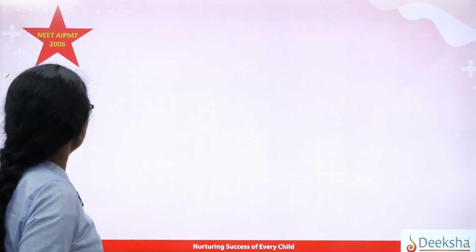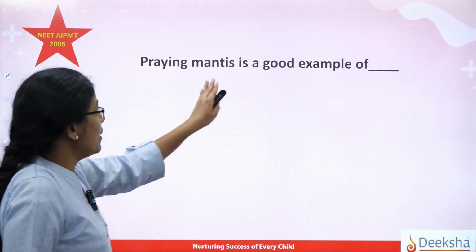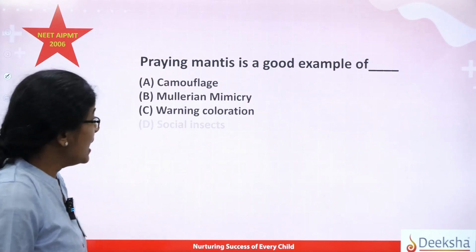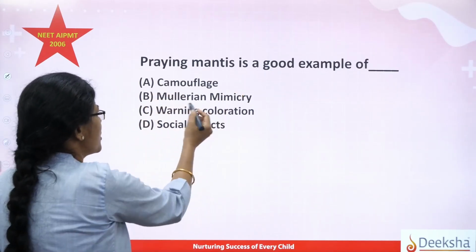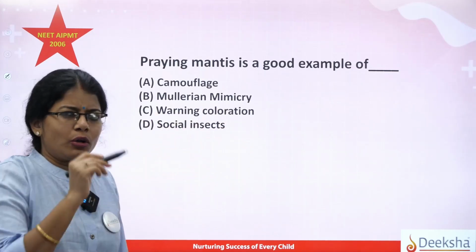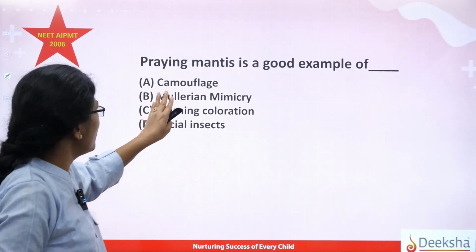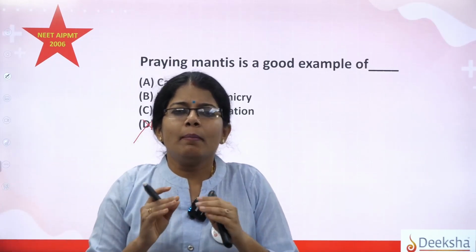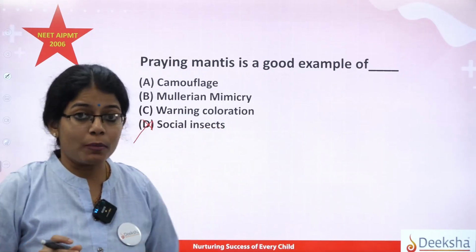Okay. So now we move on to the next question, about the praying mantis. Praying mantis is a good example of, it's an insect basically. Let us try to understand what property it adopts. Camouflage, Mullerian mimicry, warning coloration, social insect. Now out of the 4 options, students, this is not connected. Let me tell you the meaning of camouflaging. Camouflage means trying to match with the surrounding background. For example, let us talk about the praying mantis.